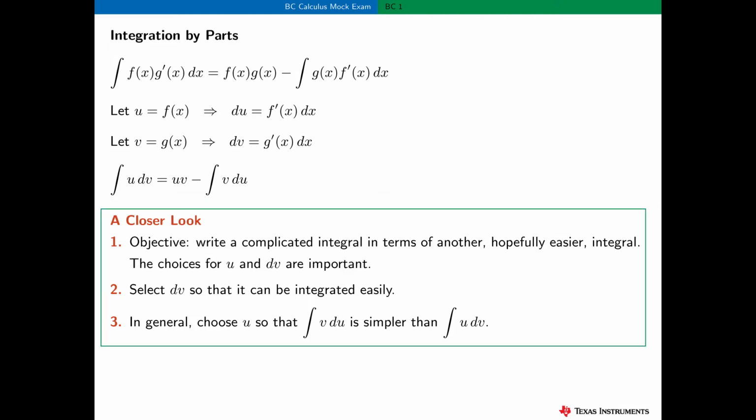Let's take a quick, closer look at this formula. First, what's the purpose of this formula? Well, we use this to write a complicated integral in terms of another, hopefully easier integral. Therefore, the choices for u and dv are important and take practice and good pattern recognition. We want to select dv so that it can be integrated easily. And in general, we want to choose u so that the remaining integral, v du, is simpler than the original integral of u dv.